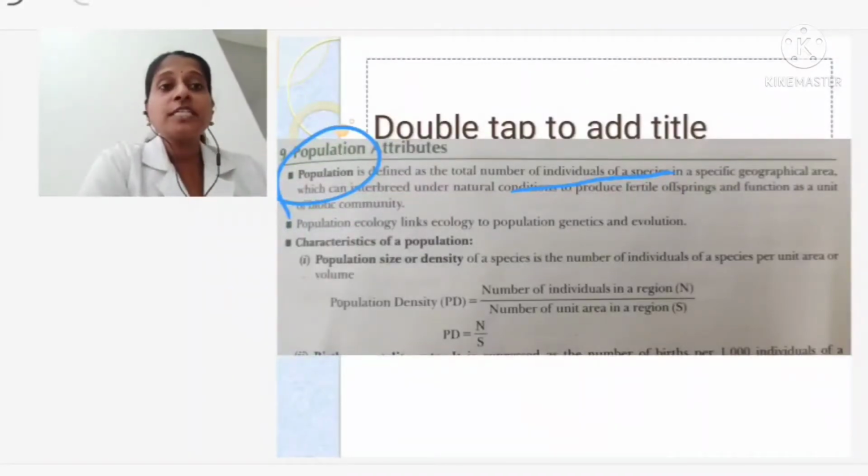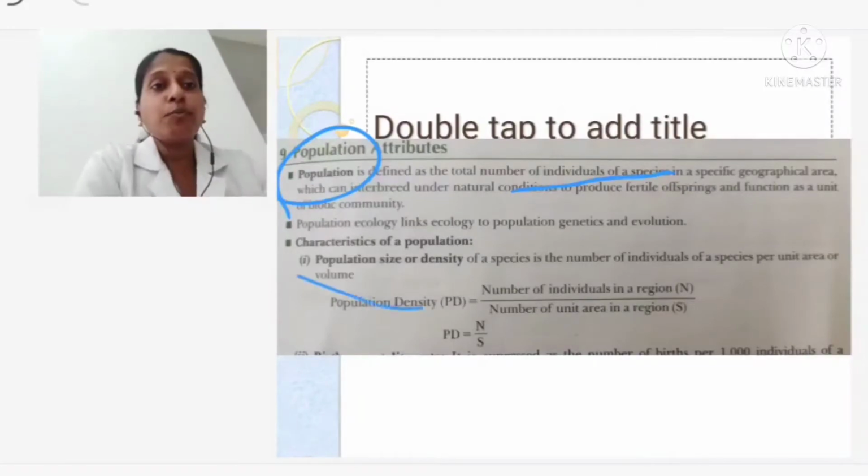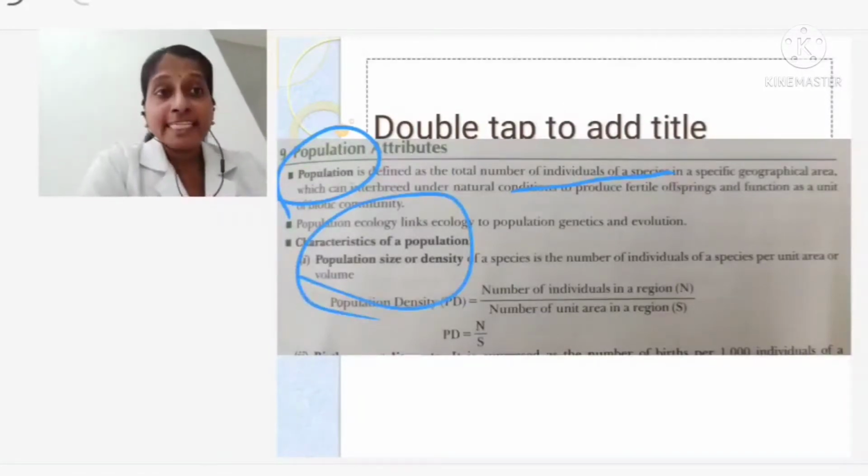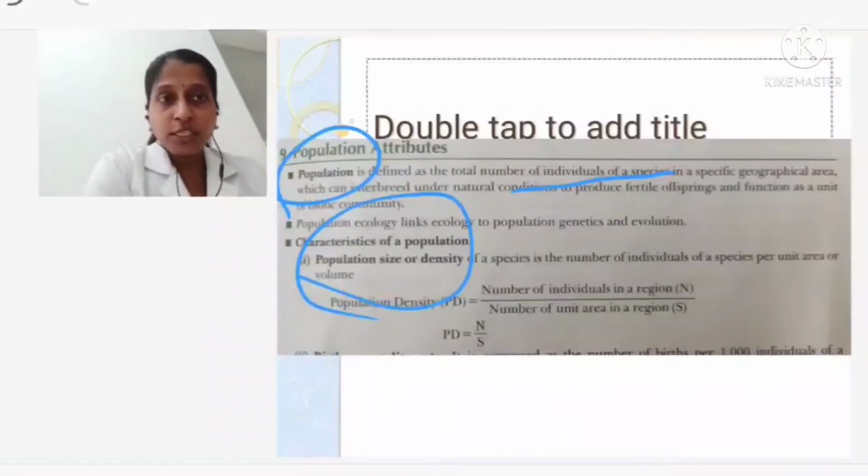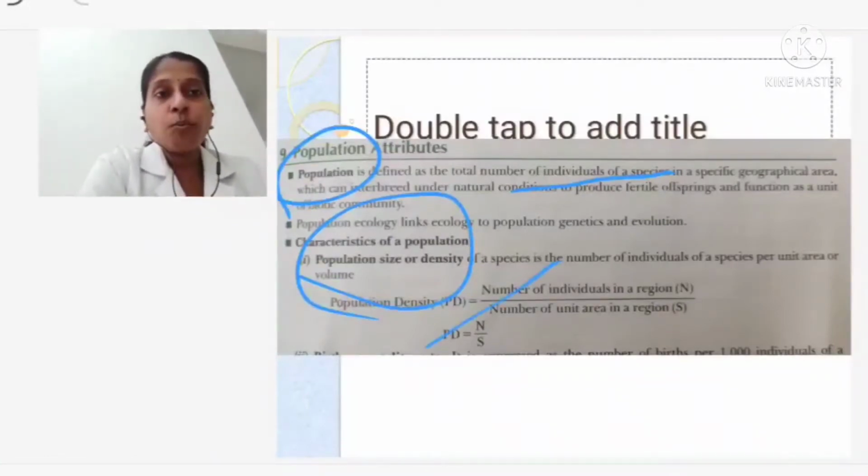Now this population has some characteristics. What is the first characteristic of population? That is population size or population density. What do you mean by the term population size? As the definition states, it is the number of individuals in a region divided by the number of unit area in a region. So PD, that is population density or population size, is N divided by S.